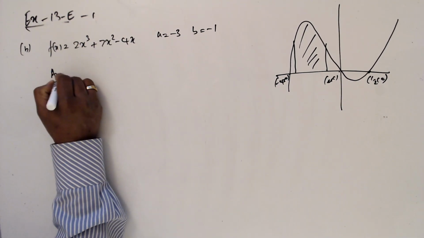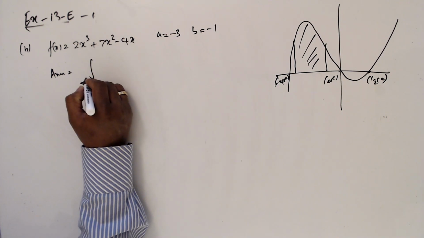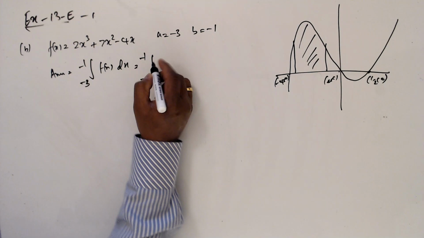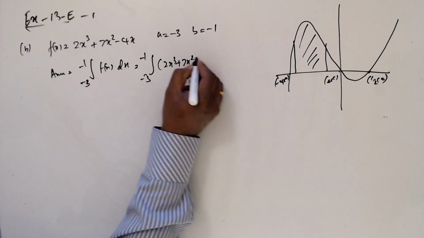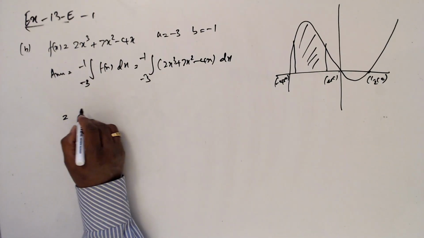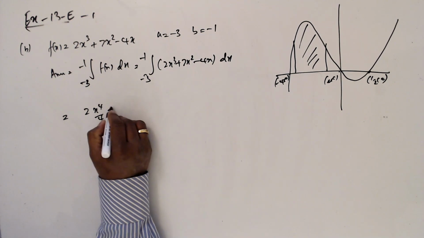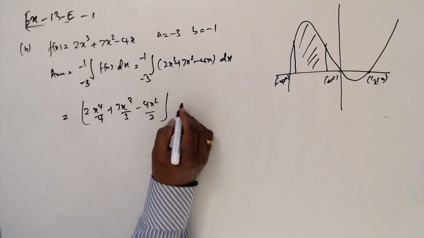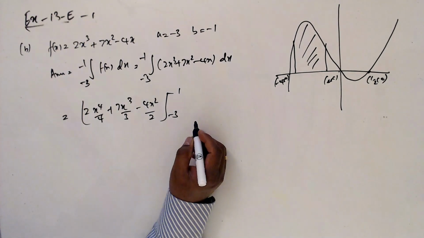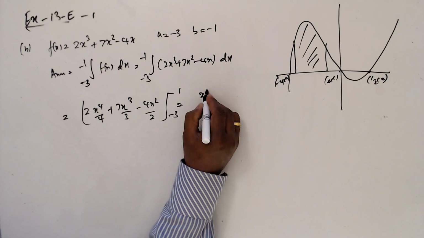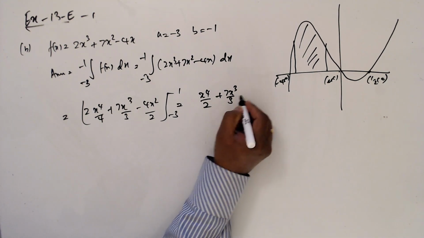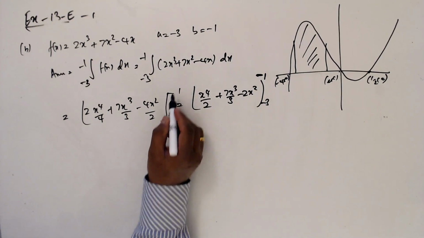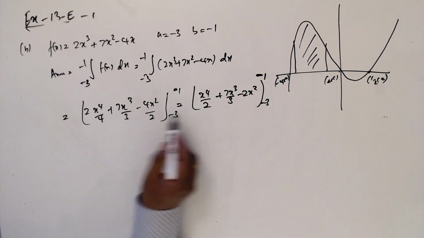Now we'll find the area from minus 3 to minus 1 of f(x) dx, which is the integral from minus 3 to minus 1 of 2x cubed plus 7x squared minus 4x dx. So this is going to be 2x to the 4 over 4 plus 7x cubed over 3 minus 4x squared over 2, from minus 3 to minus 1. We can simplify further: x to the 4 over 2 plus 7x cubed over 3 minus 2x squared, because 2 divided by 4 is a half and 4 divided by 2 is 2.